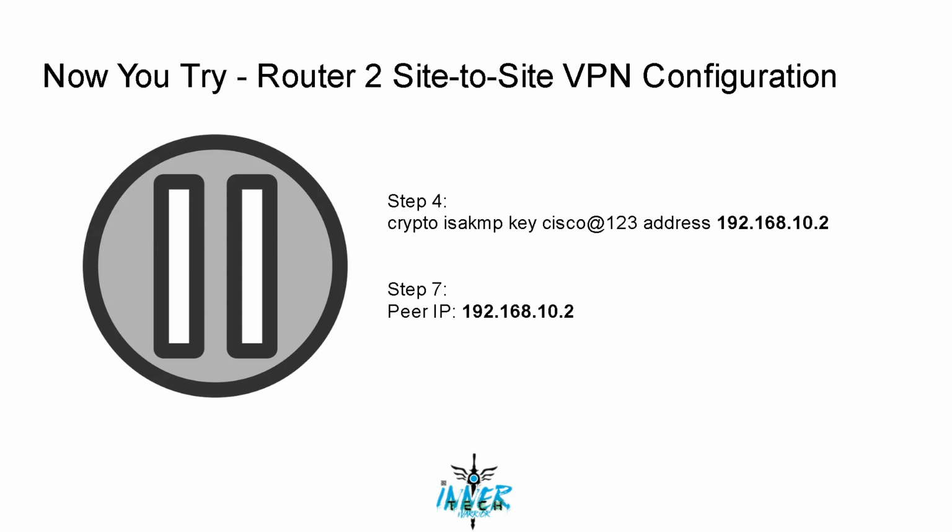I want you to pause here and apply the same settings to router 2. This time using 192.168.10.2, which is router 1's interface, as the peer IP address for the crypto isakmp key in step 4 and in the set peer command in step 7. All the other settings should be the same.